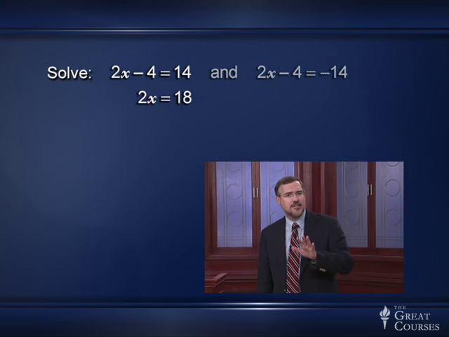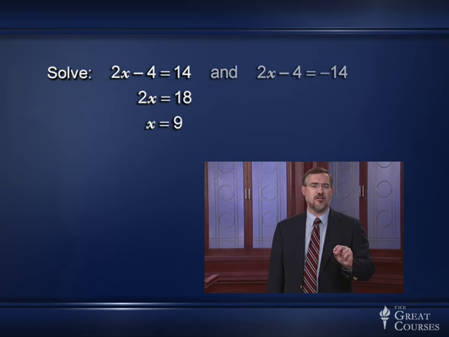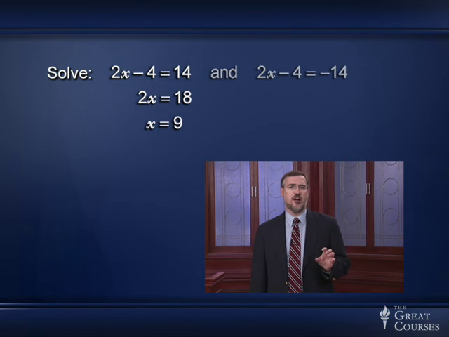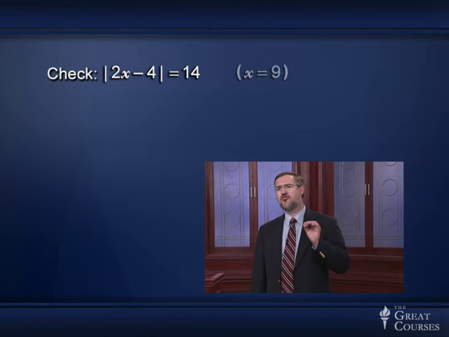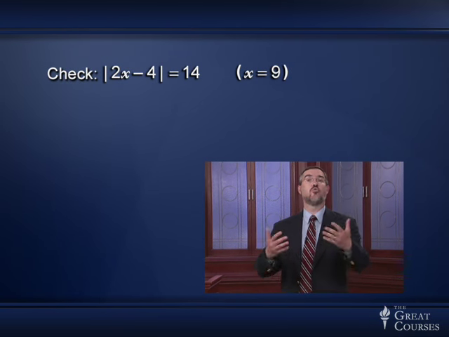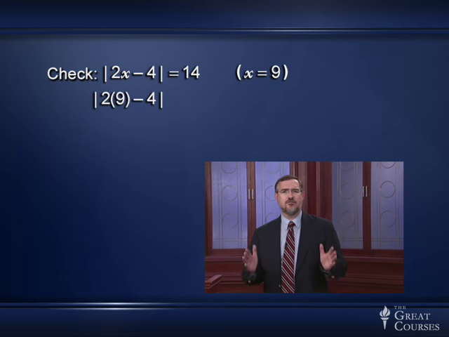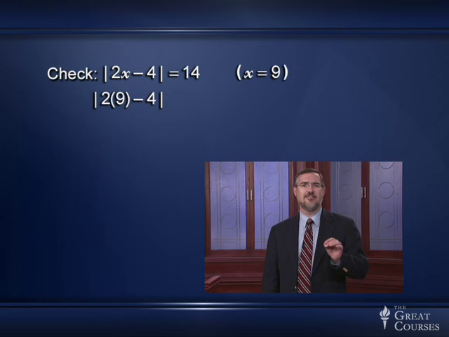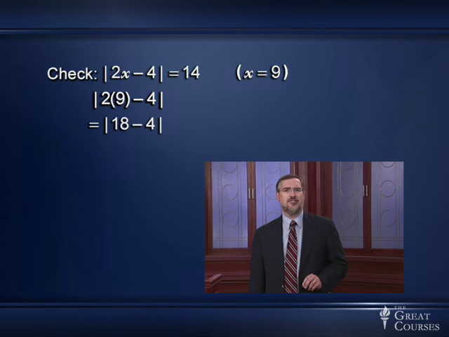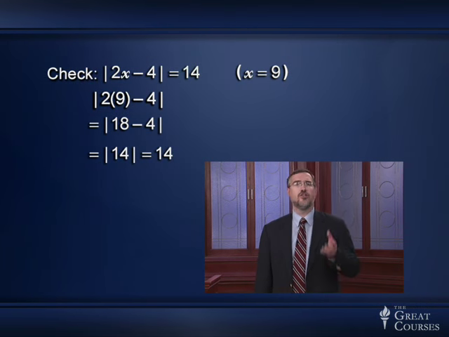And now if I want to get that x by itself, I just divide by 2, and I will have x on the left equals 9. So it looks like x equals 9 is a solution. Let's check by plugging 9 back in for x in the original equation. That's going to look like absolute value of 2 times 9 minus 4, which is the same as absolute value of 18 minus 4, which equals absolute value of 14, which is 14.